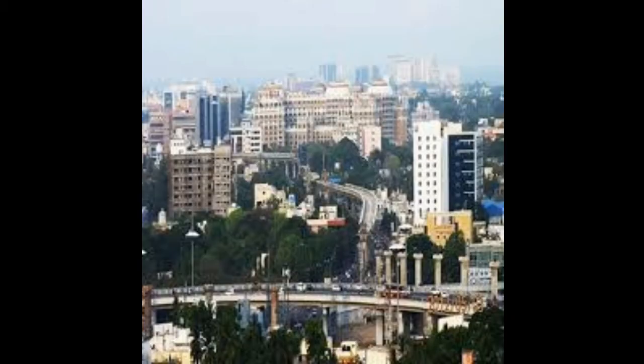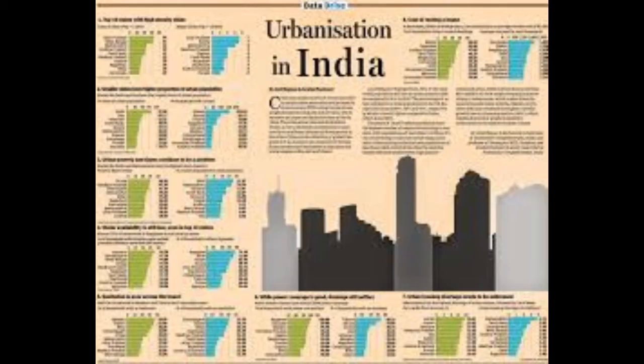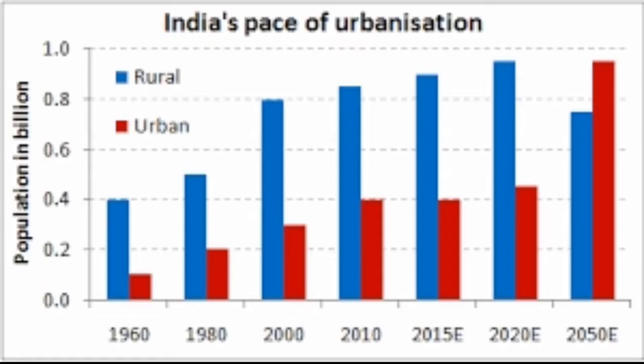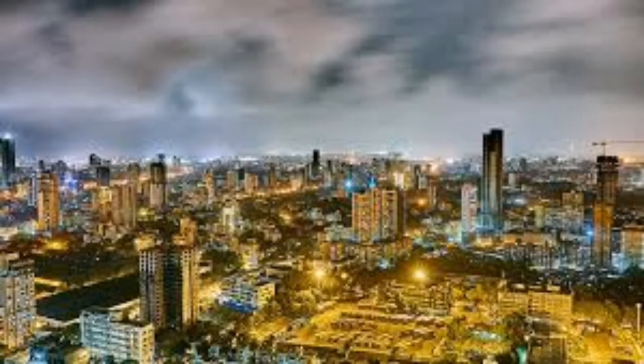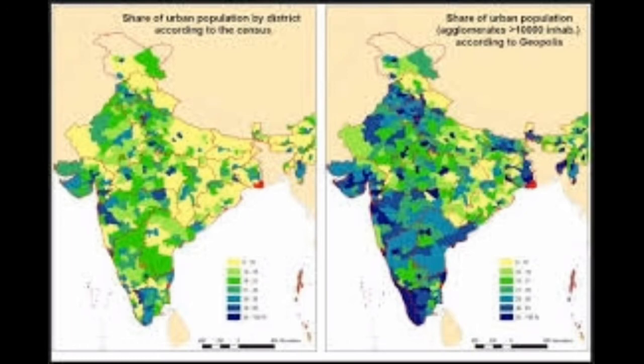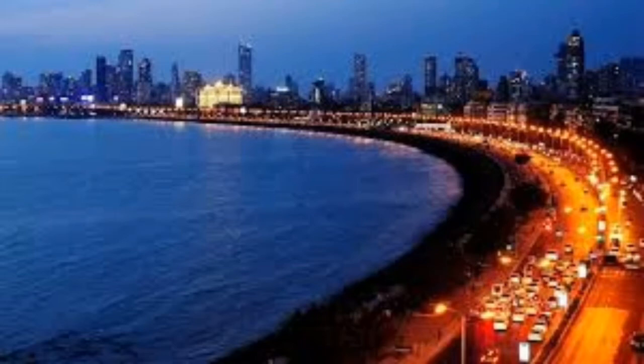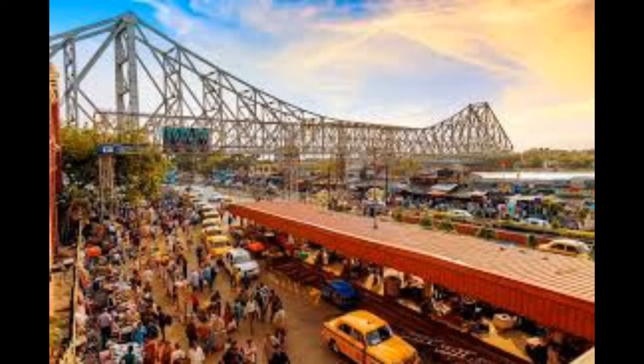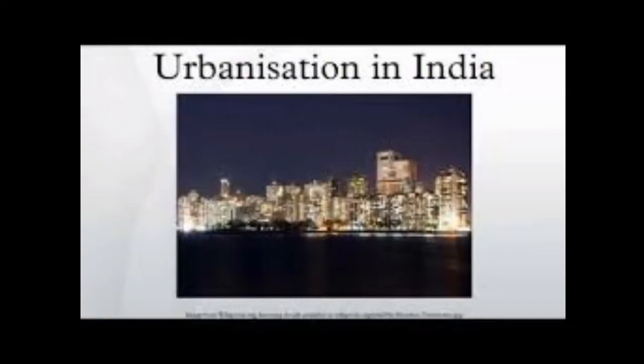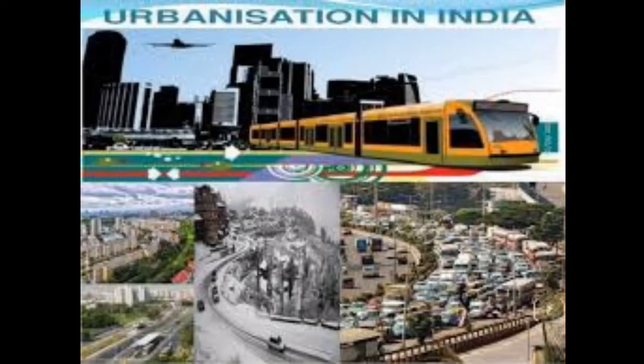Impact of urbanization. Urbanization and population concentration go hand in hand and are closely related to each other. Rural to urban migration leads to population explosion in urban areas. Metropolitan cities like Mumbai, Kolkata, Delhi have more population than they can accommodate. The following are the major problems of urbanization in India.